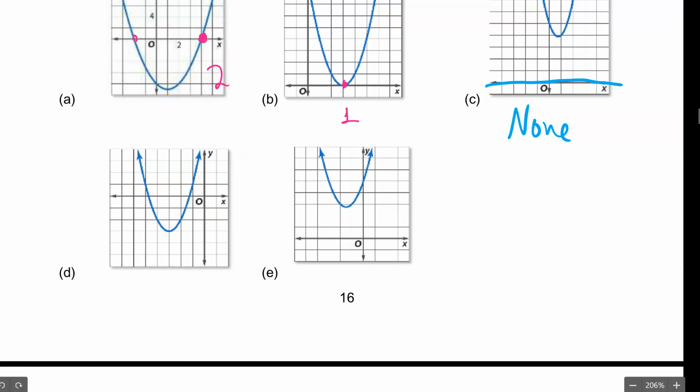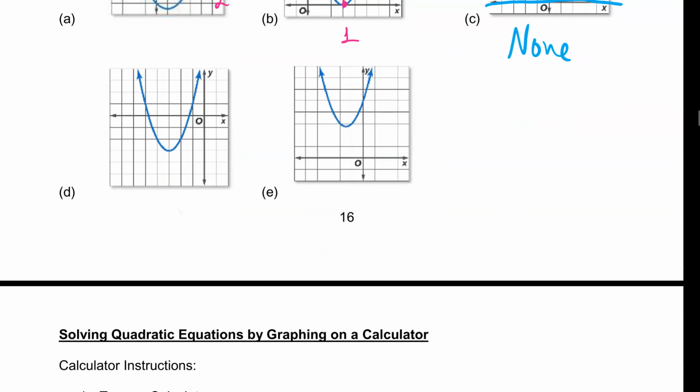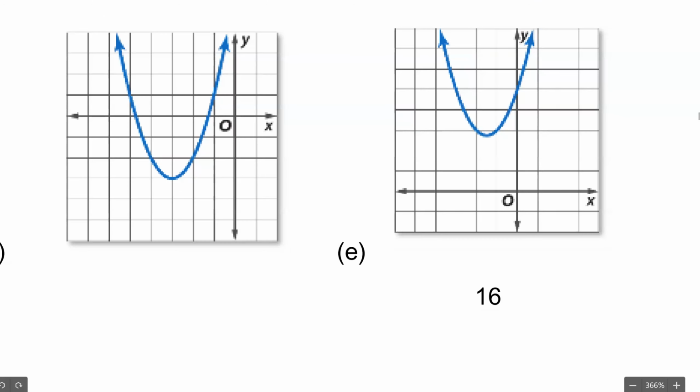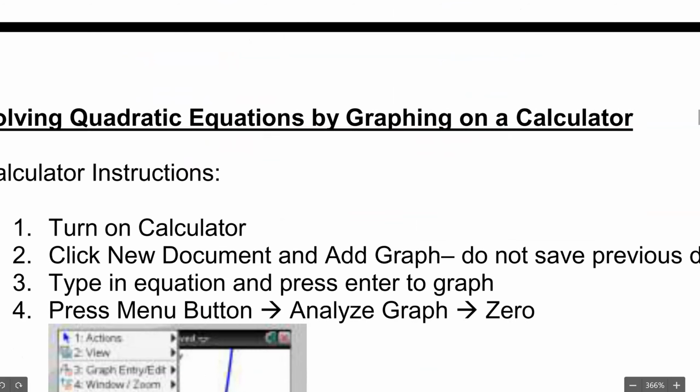How about D, Isabella? I'm going to highlight the x-axis just so it's easier to see. Yeah, exactly. It has 2. It crosses the x-axis twice. And lastly, Miranda, how many does this one have? E. None. So you would say there's no solutions.